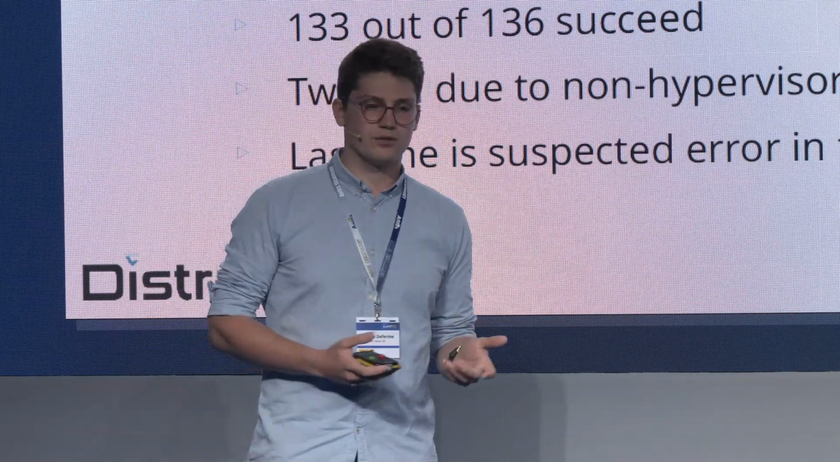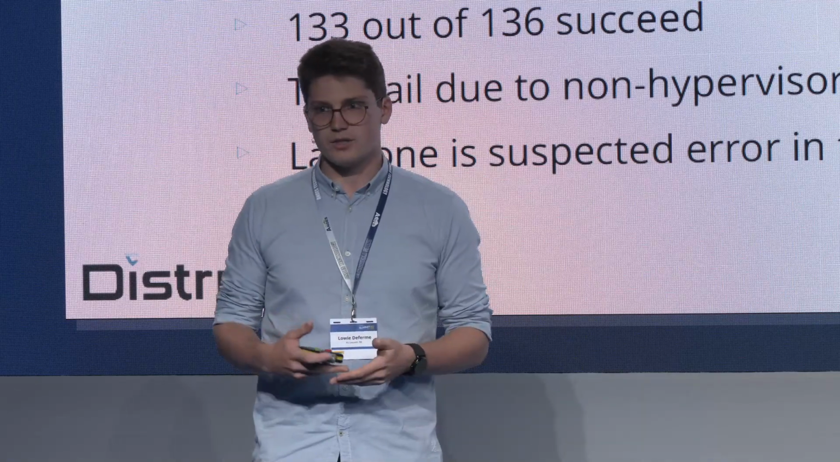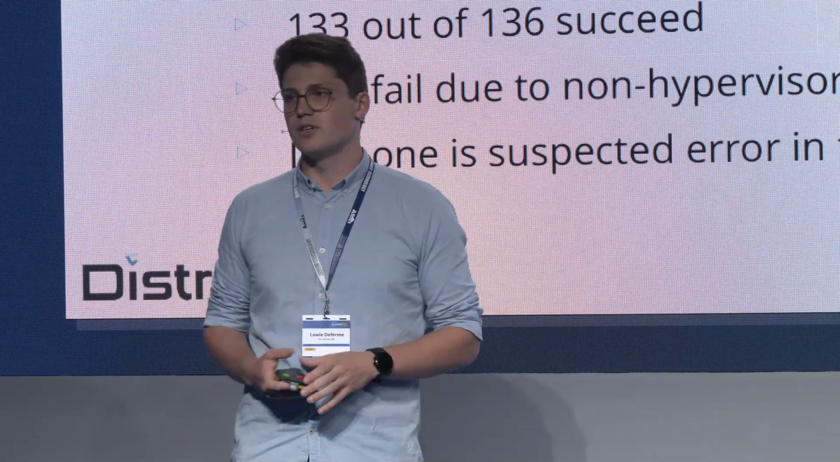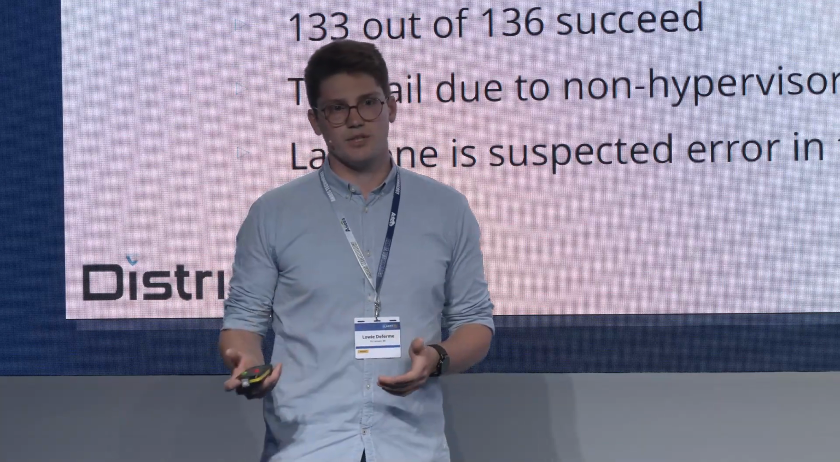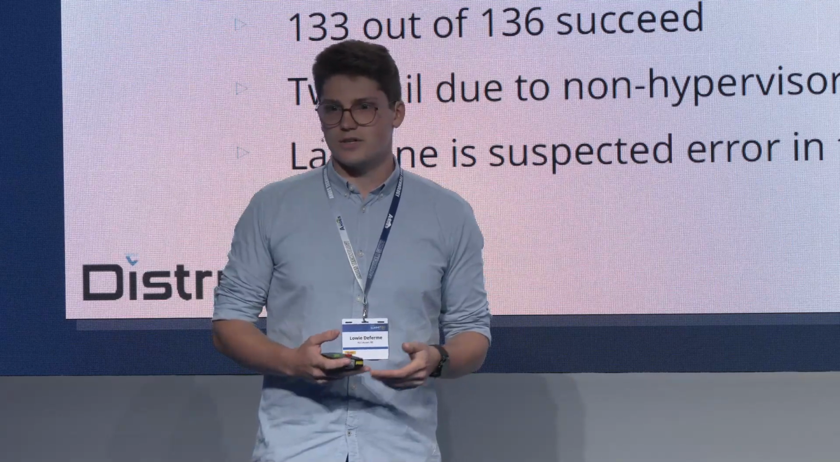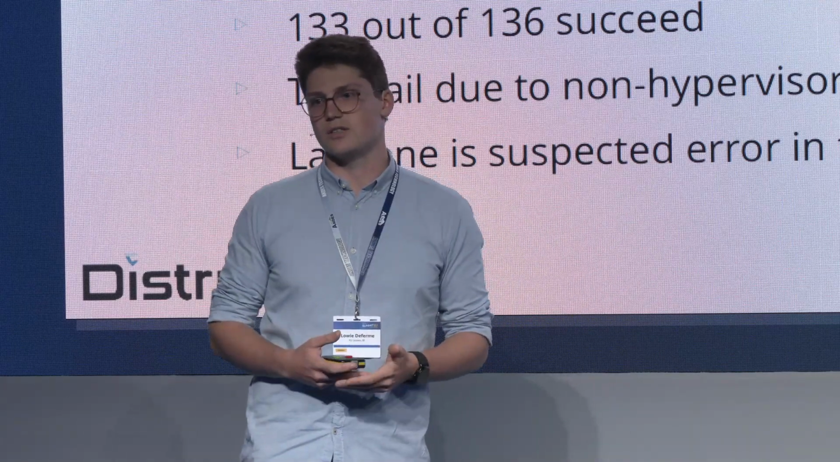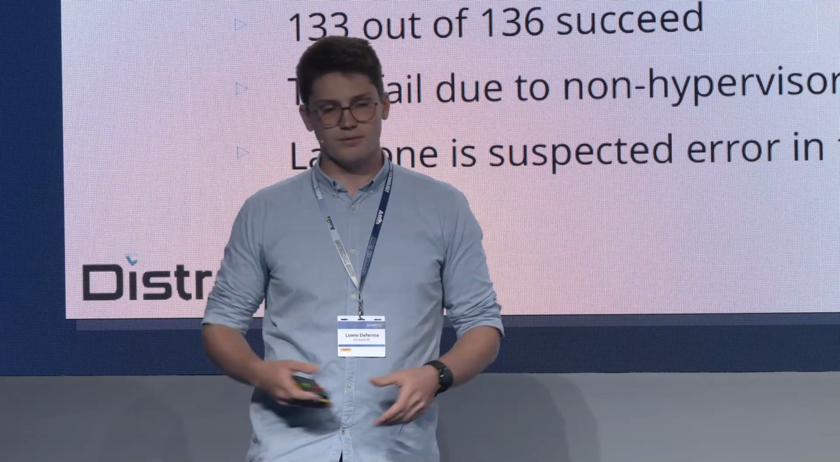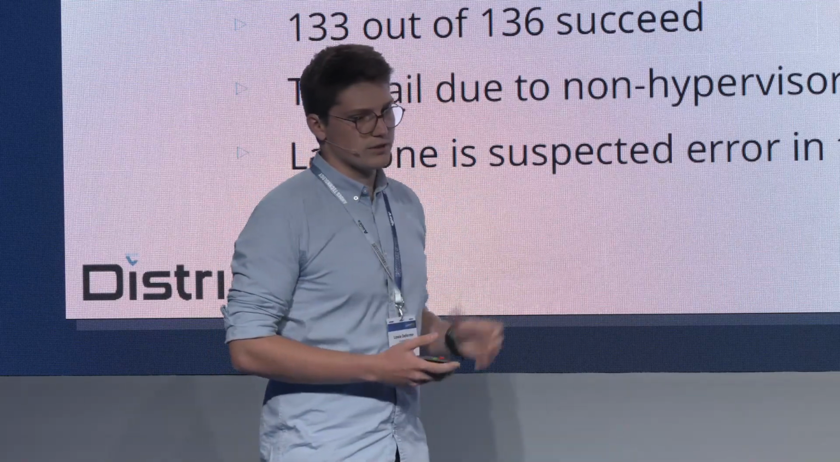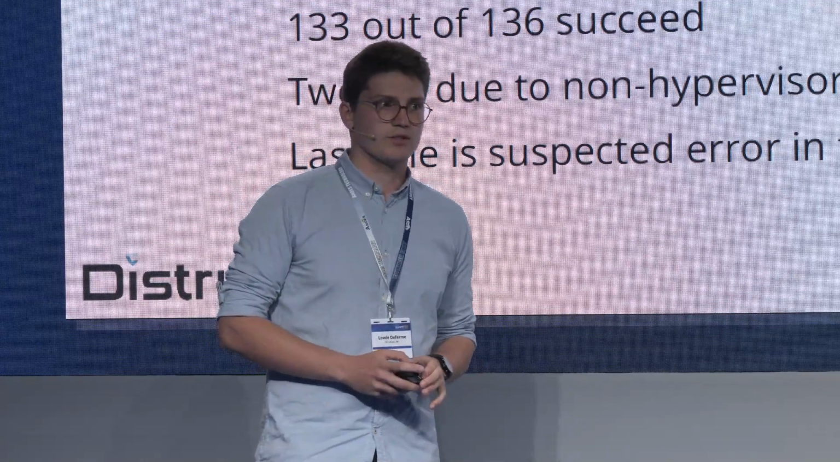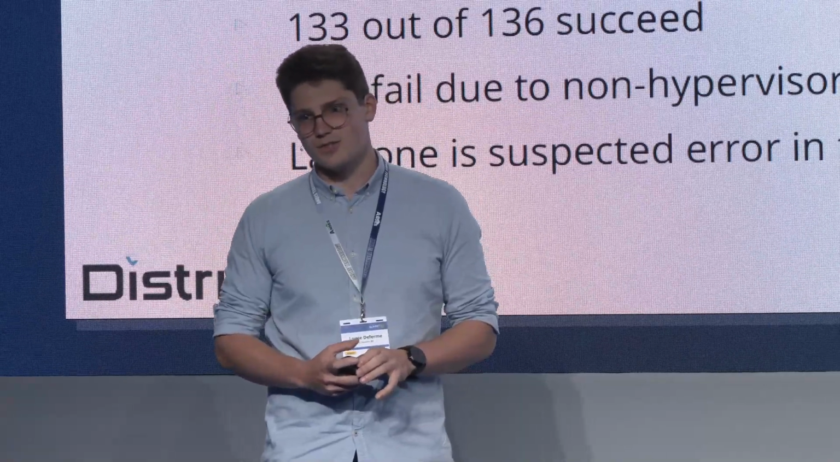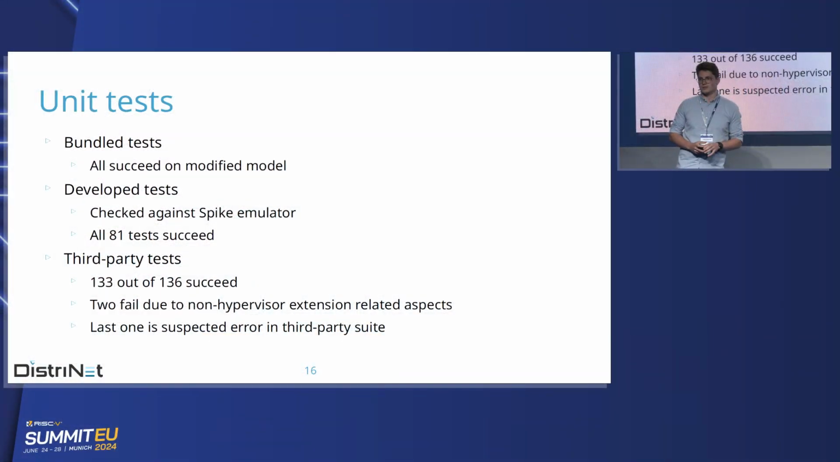Two of them failed due to non-hypervisor or even non-ISA related aspects. For example, the size of the TLB is one cause of these errors, because the Sail model has a TLB of only one entry. And the last one is suspected to be an error in the third-party test suite. Actually, one of the authors of this suite is here this week, and I talked with him about it. And it's an error in the suite.